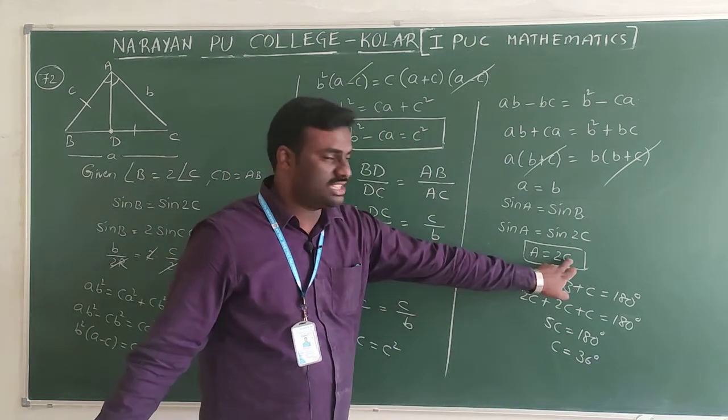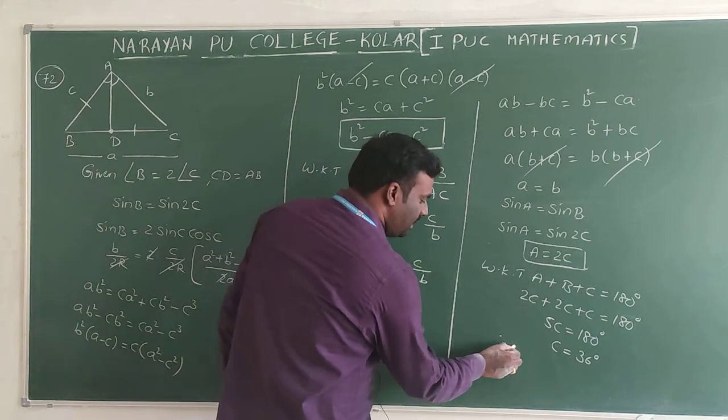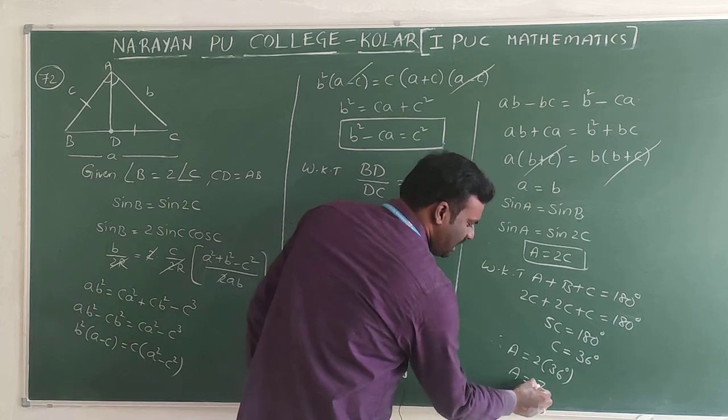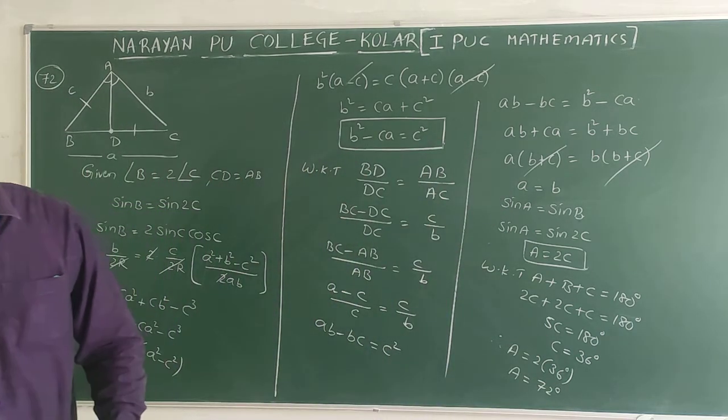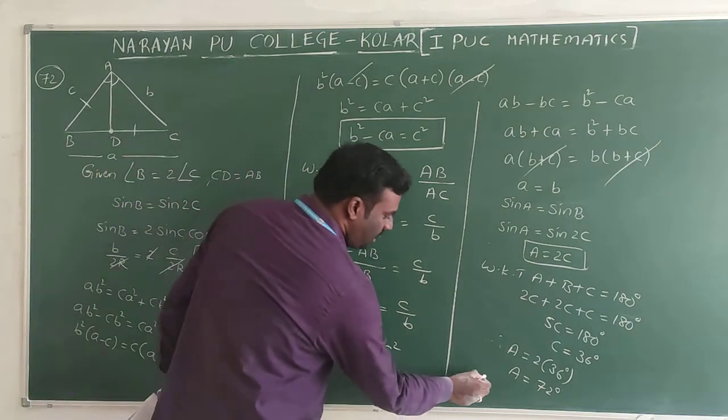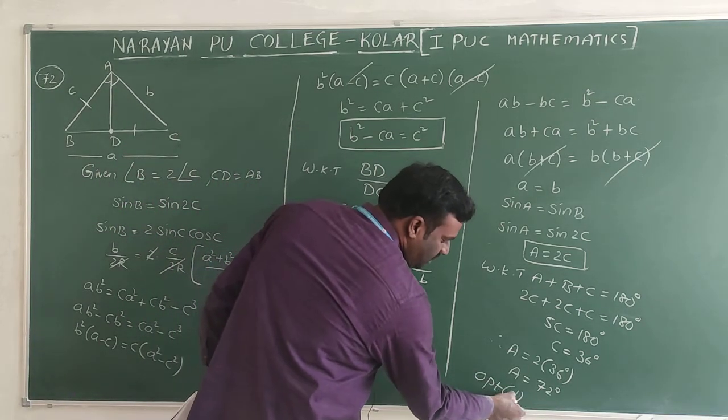Substitute this C in this equation. Therefore A is equal to 2 into 36, that is nothing but A is 72 degrees. That is the answer for this question number 72, that is nothing but option D is the correct answer.